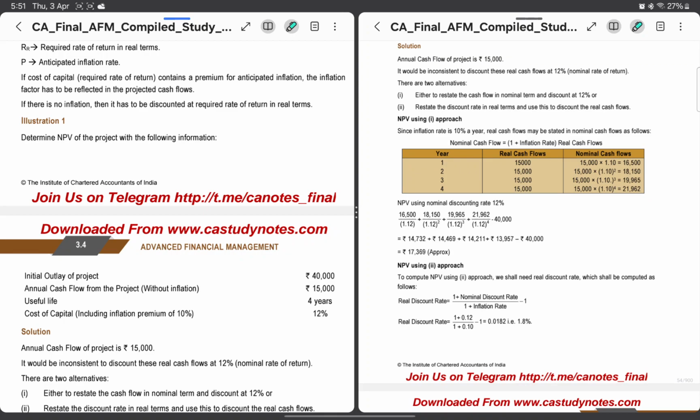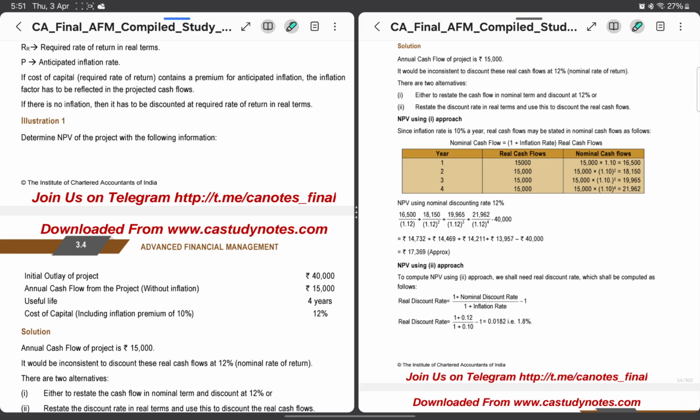We'll go through illustration 1, which is a basic one. So I'll not be solving basic questions. I'll just explain what it is. In this illustration 1, they're asking us to calculate the NPV of a project.